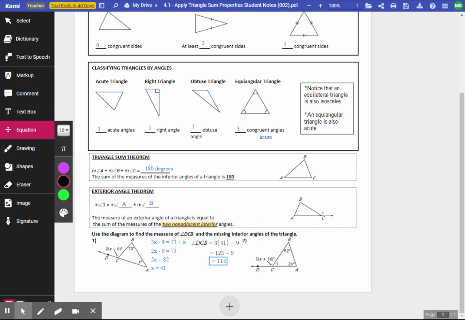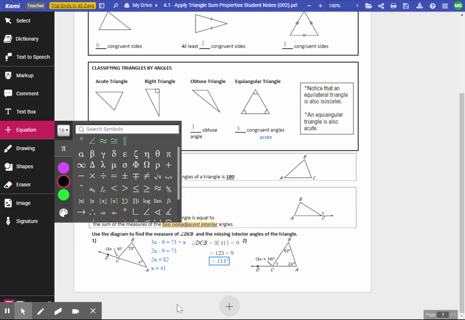So angle DCB should be 114 degrees. And then the interior angle that should go right beside it should be the supplement to 114. So I would take 180 minus 114 and get 66 degrees. So that's the angle right inside there.